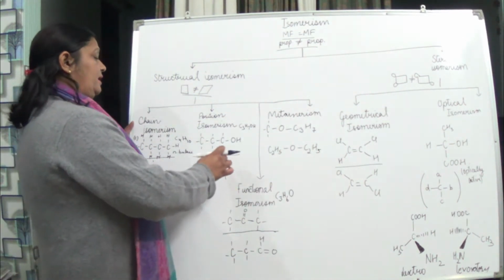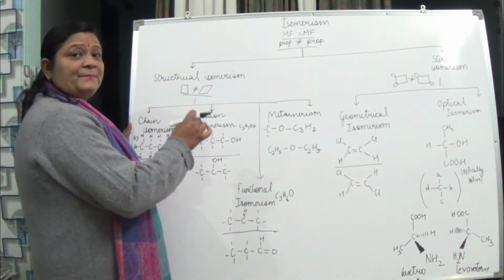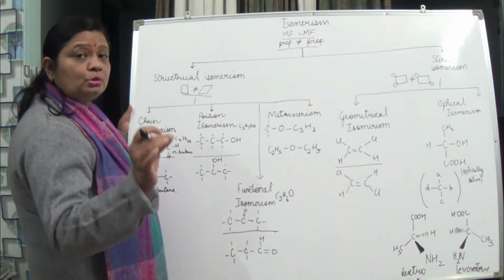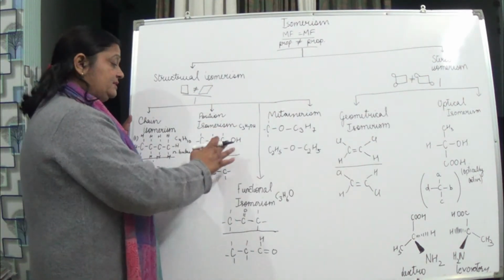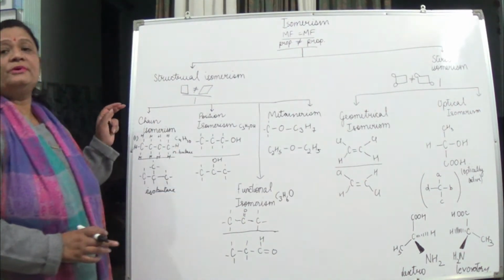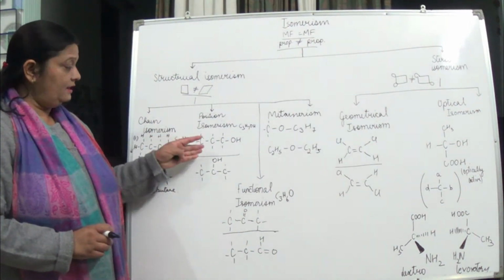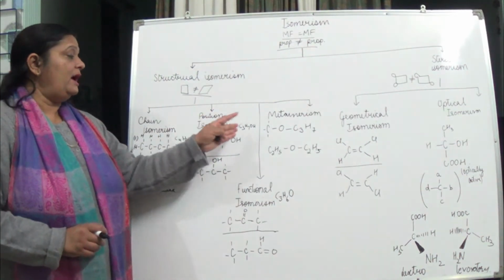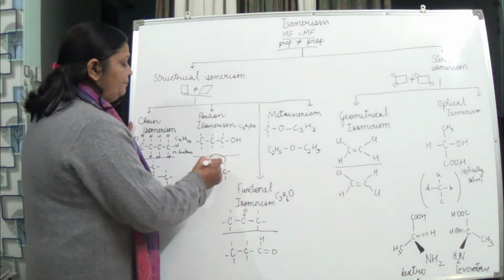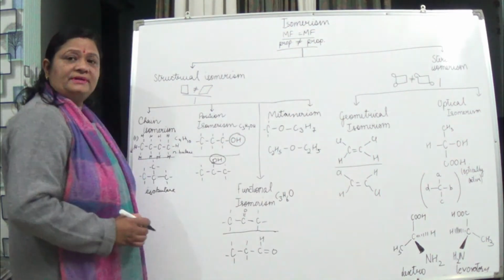So here the placement of the substituent atom or group is changed, and as a result it results in the formation of position isomerism. Even though they have the same molecular formula, they have different properties.